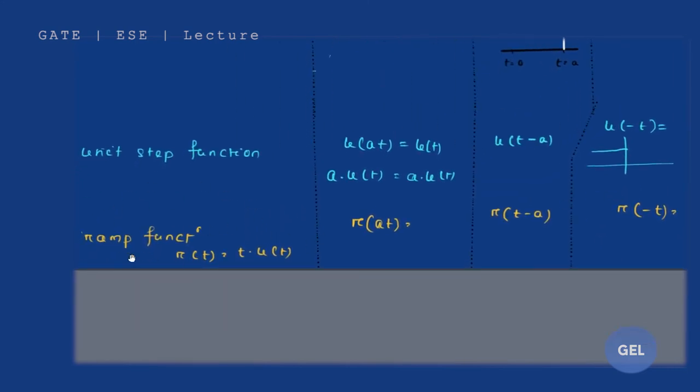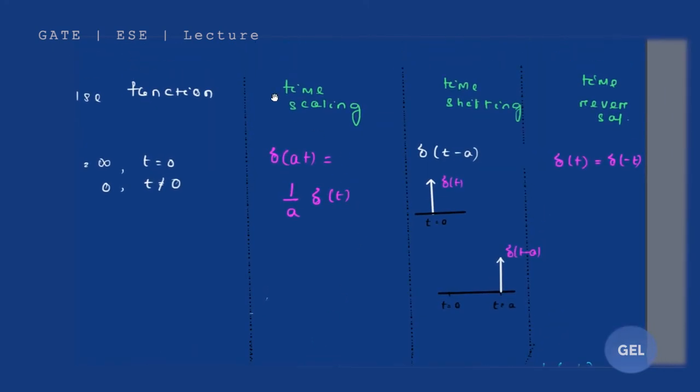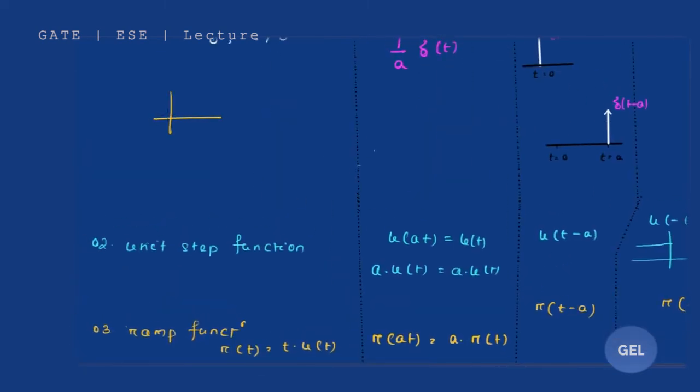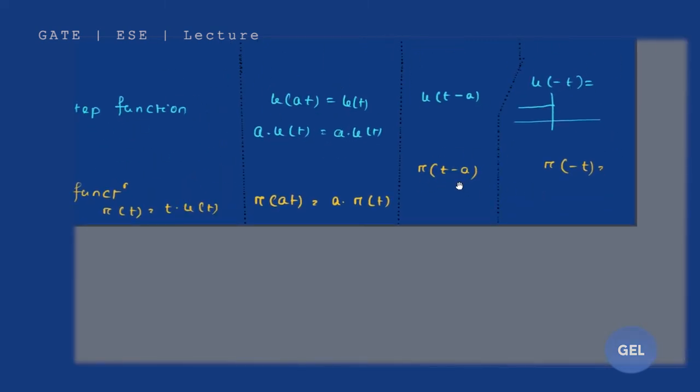Now, the last part is the ramp function. For ramp function, in time scaling, if you do r of at, this will give you a into r of t. Clear? r of at will give you a into r of t. Please remember, this is the only portion which is important. And r of t minus a: this is your r of t, that is t into u of t. If you want to draw r of t minus a, it will be shifted by a. There is nothing very important in r of t minus a or r of minus t. You can draw r of minus t like this.